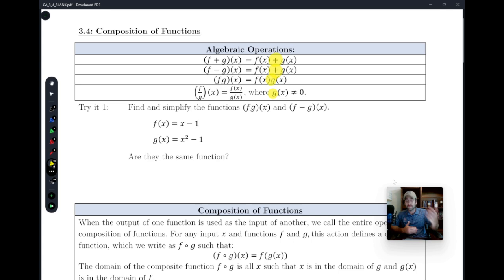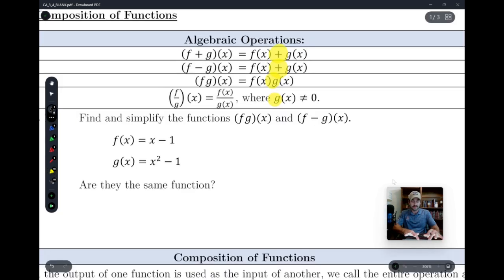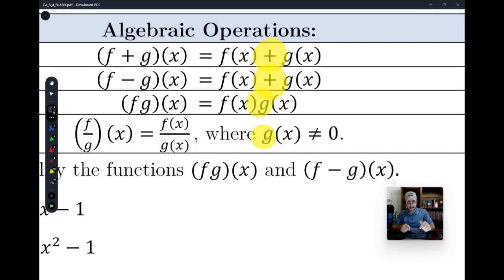What happens if you add two functions together? What happens if you subtract two functions? What happens if you multiply two functions and divide? First things first, I need to look at this small little typo on the completed notes that we'll fix. This plus sign right here is supposed to definitely be, if you look over here, there's a minus sign. That was a copy and paste error that we will fix online.